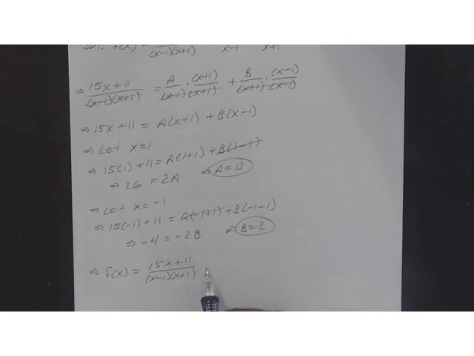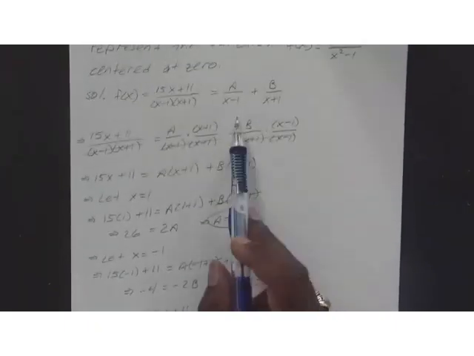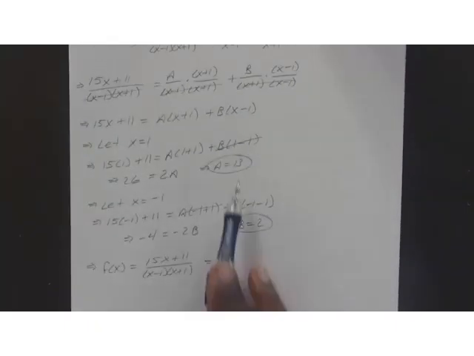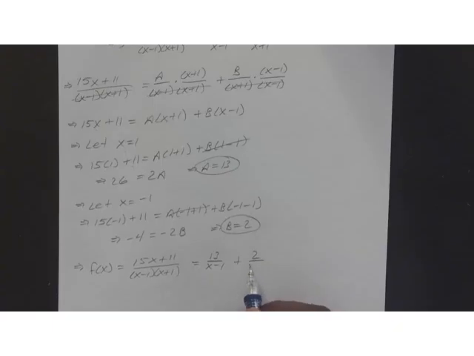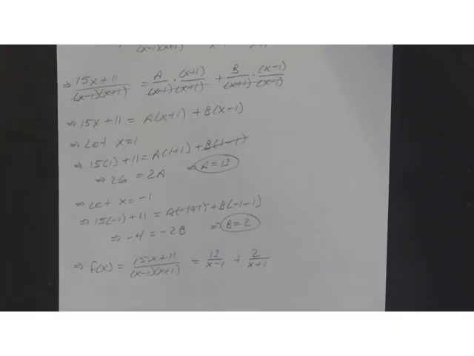So once again, we know that our f of x, which is equal to 15x plus 11 over x minus 1 times x plus 1, we are able to rewrite that as a divided by x minus 1, or 13 divided by x minus 1, plus b divided by x plus 1, or plus 2 divided by x plus 1.